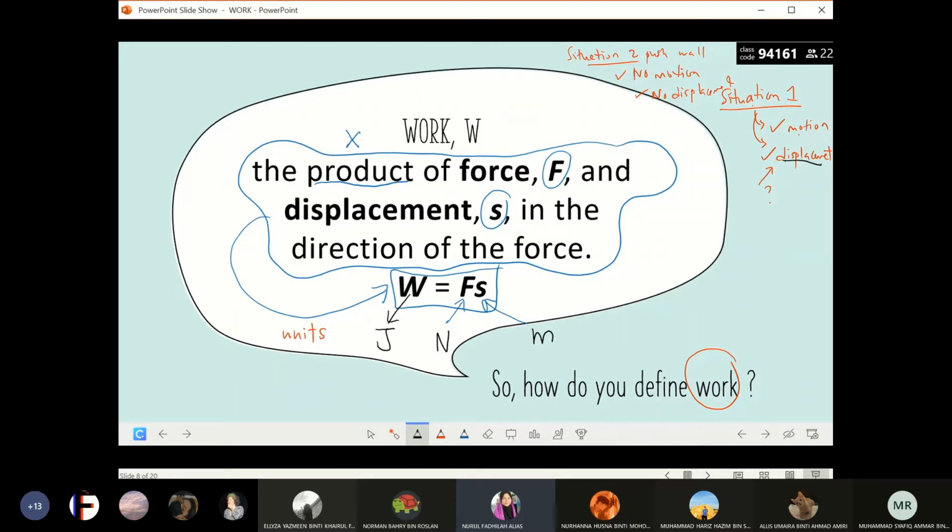Okay, so this is the definition of work. Now, here it tells us about displacement. What is displacement? Displacement is the distance, but you need to mention the direction. It has direction. So displacement is a vector quantity. Distance is a scalar quantity. Okay, so let's continue.